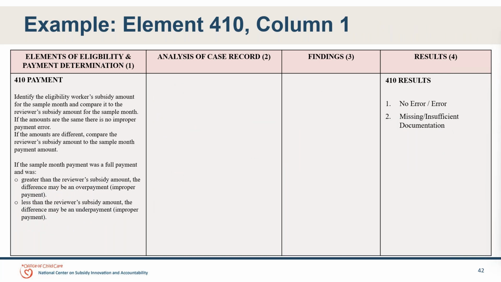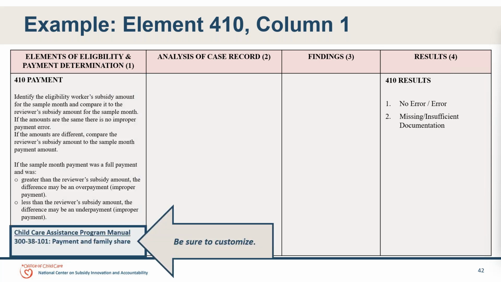I want to spend a little bit of time on one more element, and that's element 410. Looking at the boilerplate, this is where the reviewer is going to determine whether the eligibility worker's subsidy amount is correct, and if it's not correct, was there an improper payment made to the provider? Be sure to customize column 1, just like the earlier elements. Add policies or any other instruction for reviewers on calculating authorizations, calculating payments, or determining improper payments.